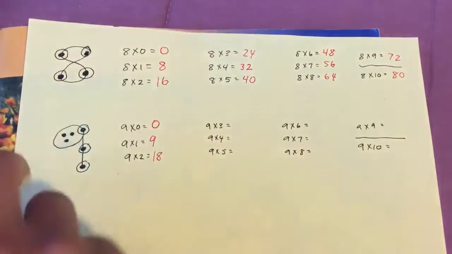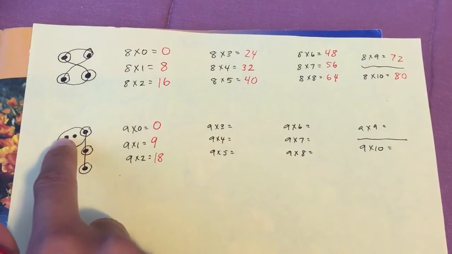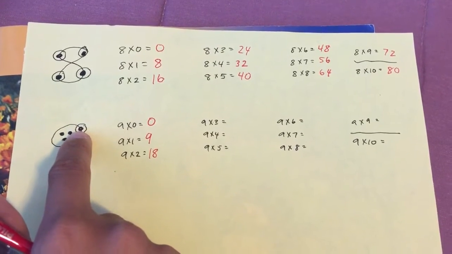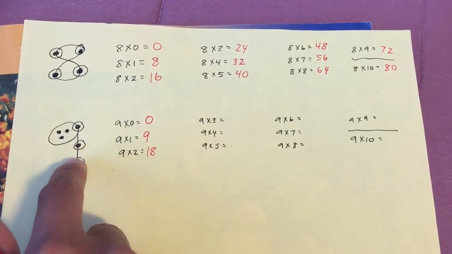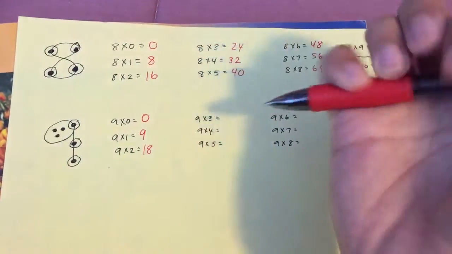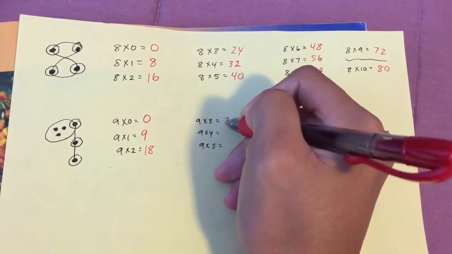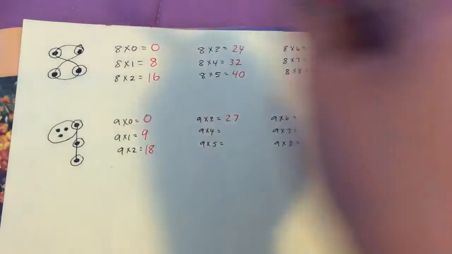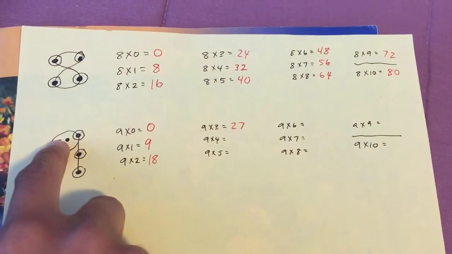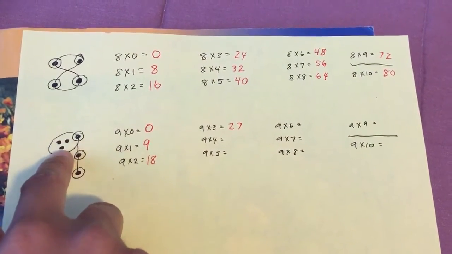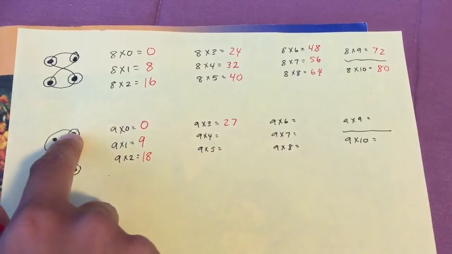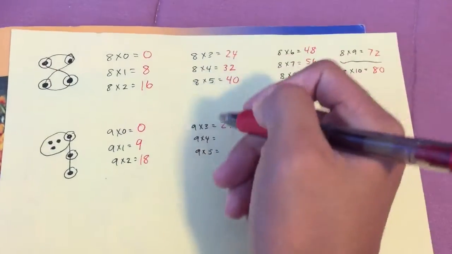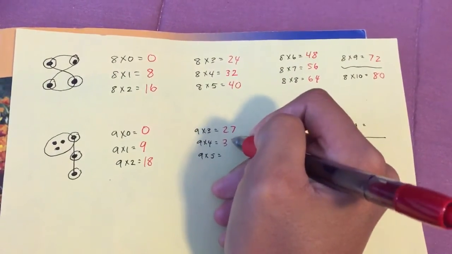The number after 18 is 19. 19, 20, 21, 22, 23, 24, 25, 26, 27. 9 times 3 is 27. We're going to continue on. The number after 27 is 28. 28, 29, 30, 31, 32, 33, 34, 35, 36. 9 times 4 is 36.